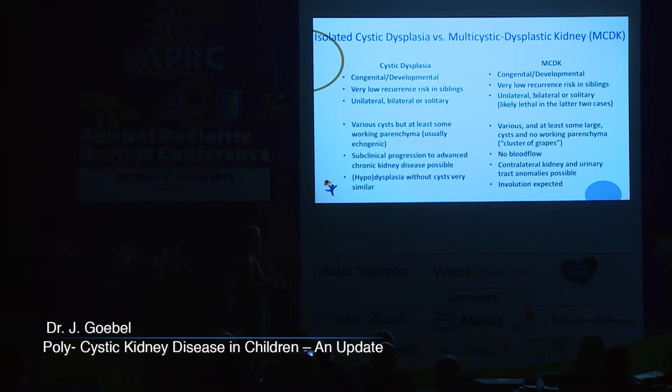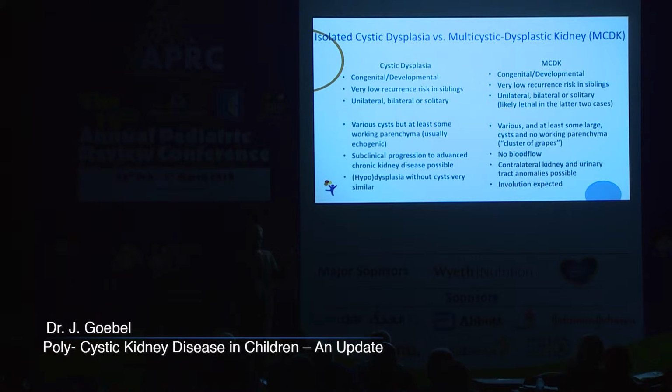MCDK, on the other hand, morphologically, those kidneys are basically just cysts. That's why the ultrasound appearance of an MCDK has been deemed a cluster of grapes. And you don't see any parenchyma between those cysts. They're just a cluster of grapes, which makes sense because these kidneys have no function. And in fact, if there's question postnatally, if a kidney on one side is just a cystic dysplastic kidney or a multicystic dysplastic kidney, then one way to determine that would be to do a nuclear study to see if there's any blood flow to that cystic kidney.